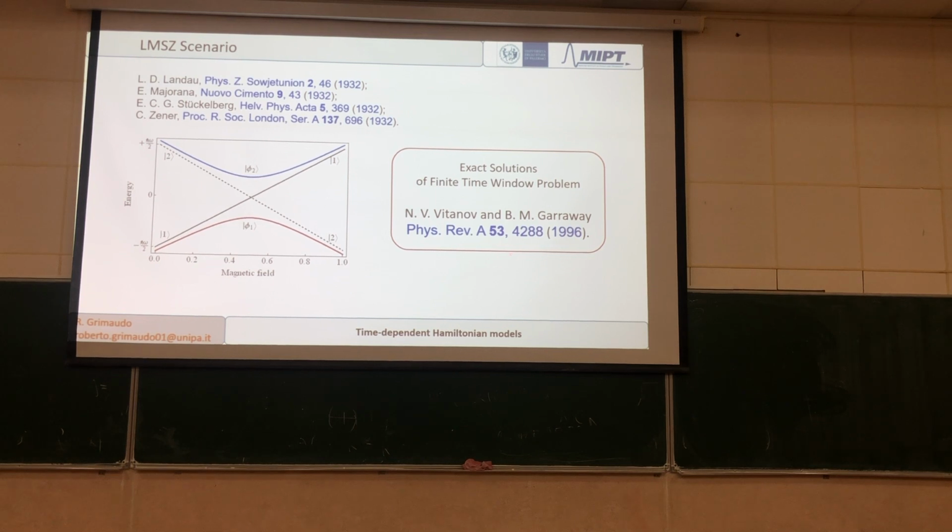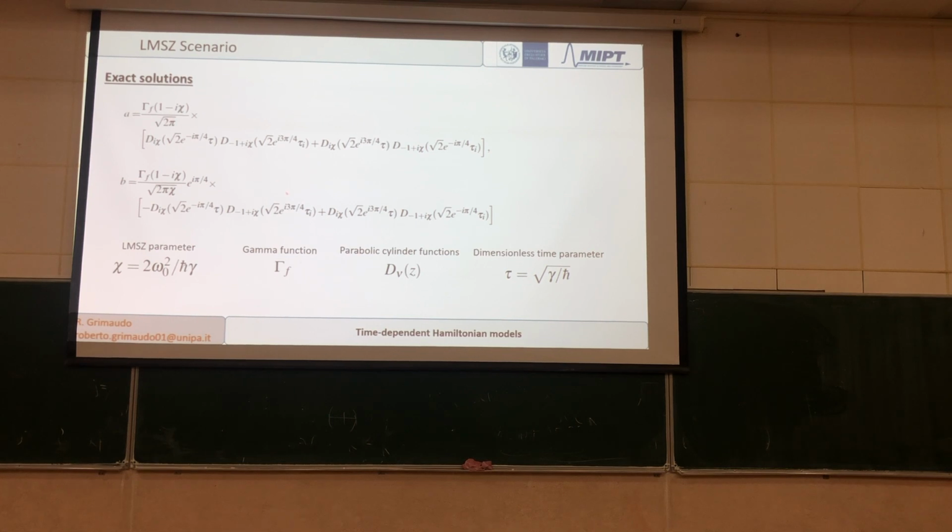But actually, if we are interested in studying the same dynamical problem for a time-restricted time window, also in this case we are able to find the exact solution of the dynamical problem. The solution is due to Vitanov and Garraway, found in 1996. The paper where you can find the solution is this, on PRA, and the solutions can be written in this way. We see that they are very complicated solutions.